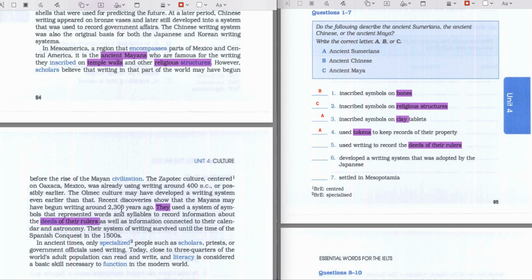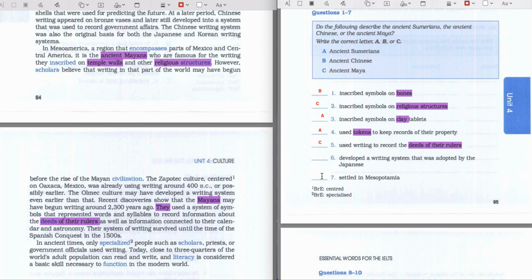And here further we can go further to the sentence above of this. When they say recent discovery shows that the Mayas have begun writing around 2,300 years ago about the Mayas, and they will say use a system of symbols and information about the dates of their rulers. It was Mayas. So answer to this question is gonna be C.